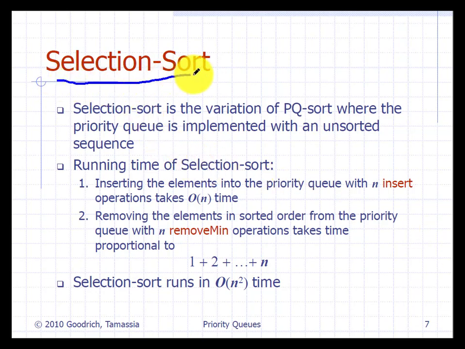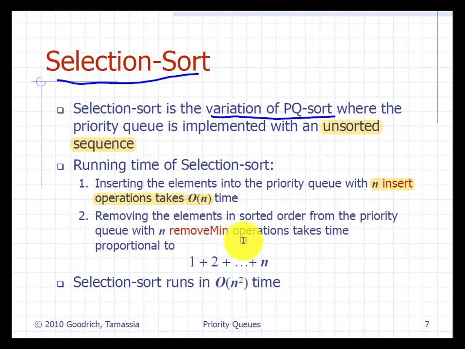So selection sort is a type of sorting algorithm. It's a variation of priority queue sort where the priority queue is implemented with an unsorted sequence. So this is important. It's represented with an unsorted sequence. And the running time of selection sort, well, the idea is very much the same as before. We insert the elements into a priority queue with n insert operations, and because it's unsorted, we can achieve O(n) for all of the entries. And then we remove the elements in sorted order from the priority queue with n removeMin operations.